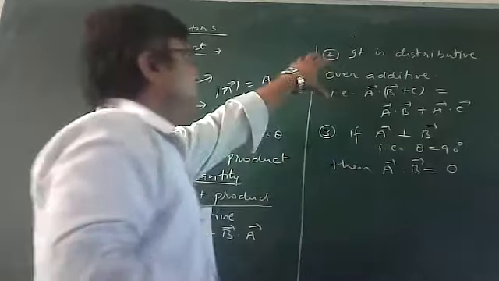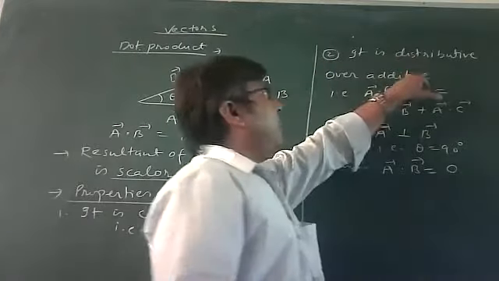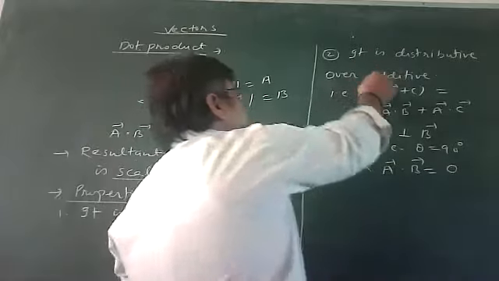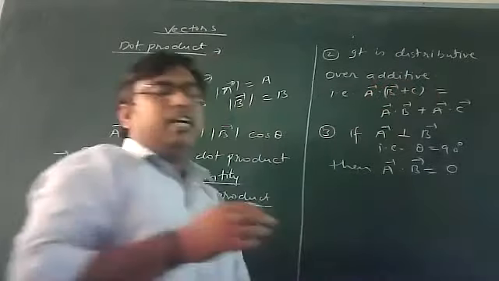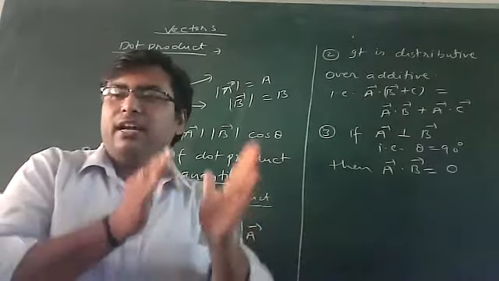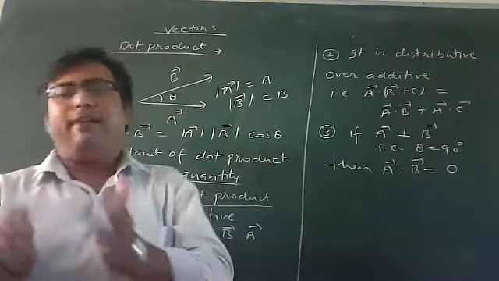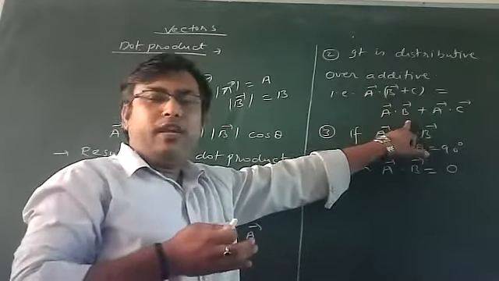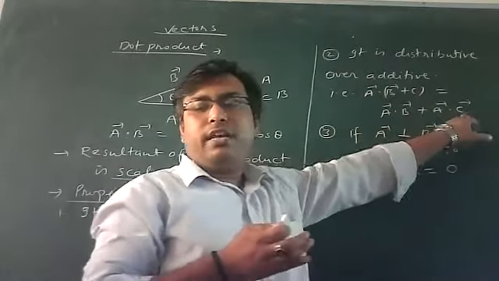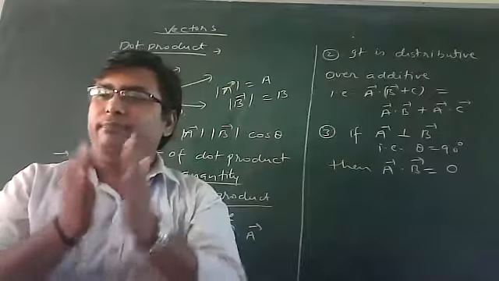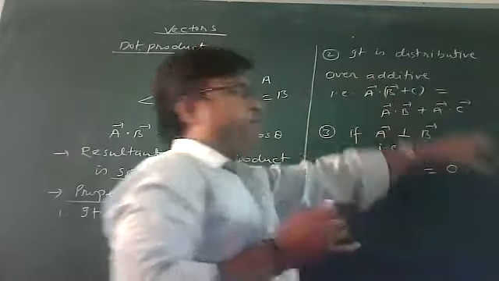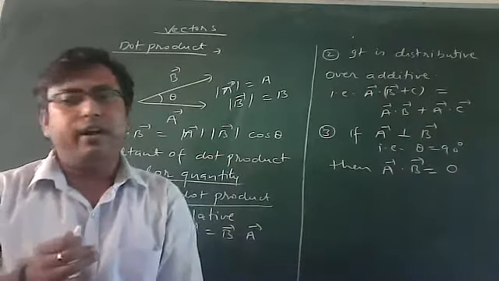Now this dot product is distributive over addition. It means if I am writing A dot (B plus C), that means B plus C vectors are added and this resultant is multiplied by A vector. So this can also be written in this manner: I multiply A vector with B, I multiply A vector with C, and these resultants are added. My result will be the same. This property is called distributive over addition.